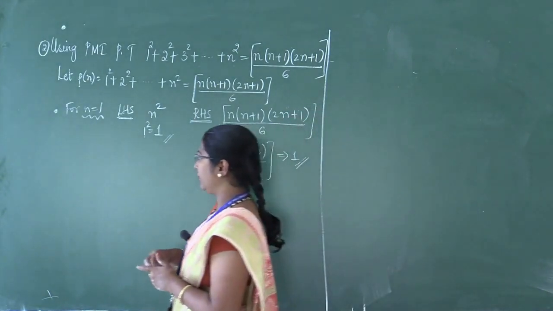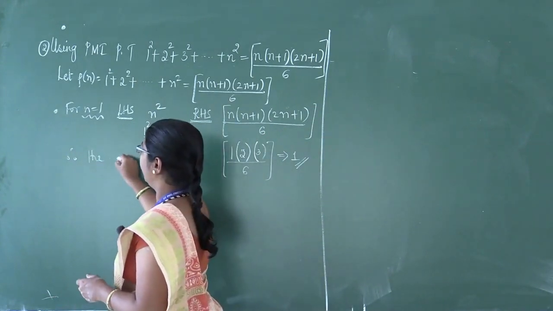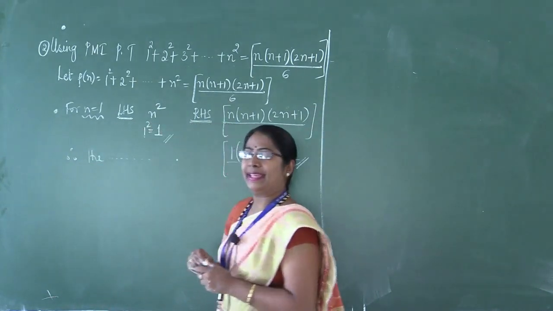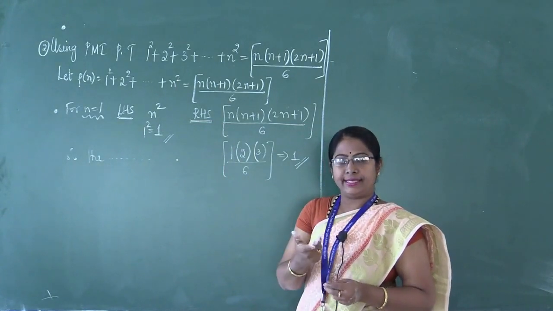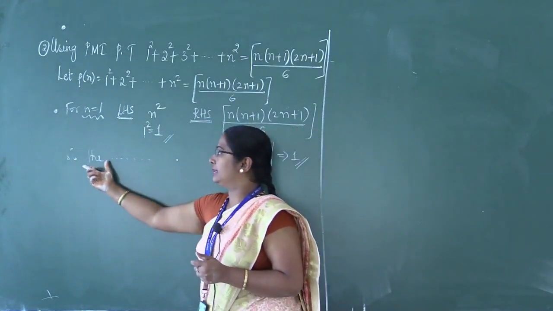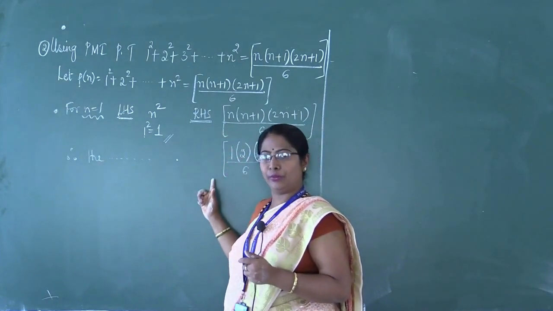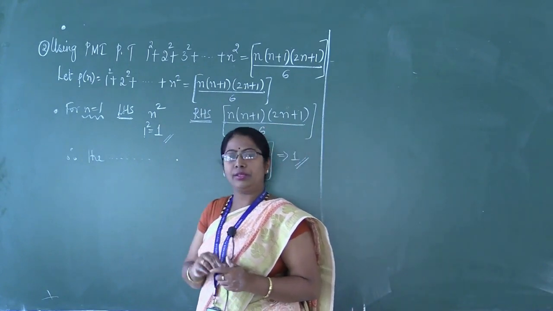You are supposed to write here, therefore, the given statement is true for n equal to 1. As I explained to you all in the first problem, you need to rewrite the same statement. Therefore, the given statement is true for n equal to 1. Clear? Moving on to the next step.